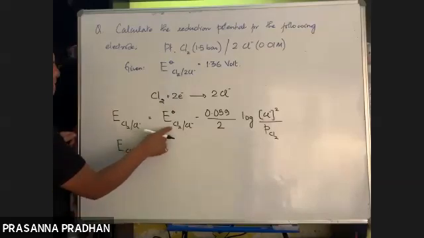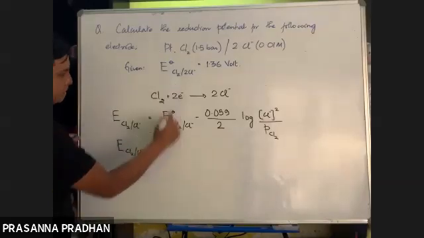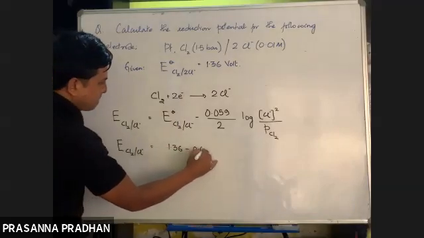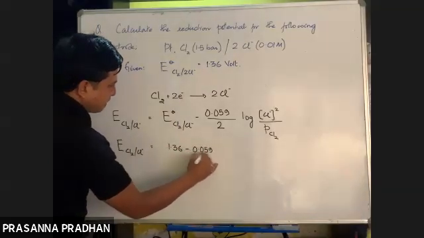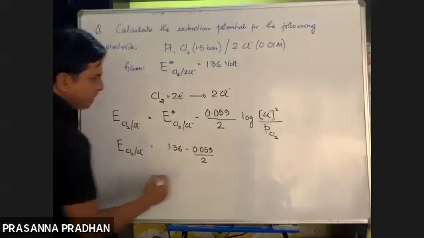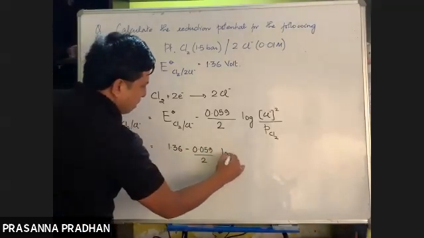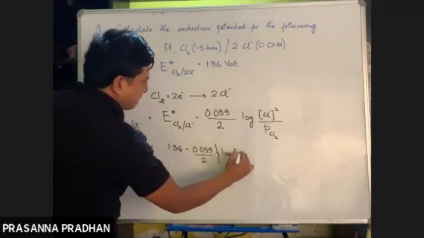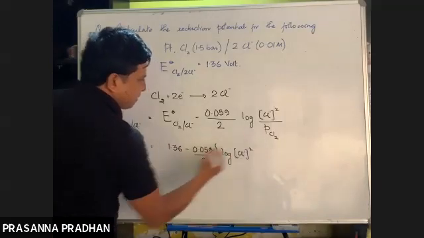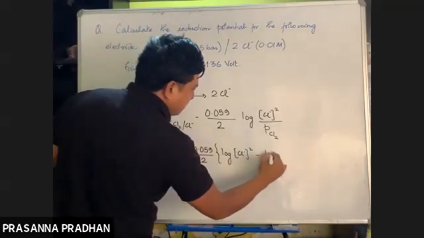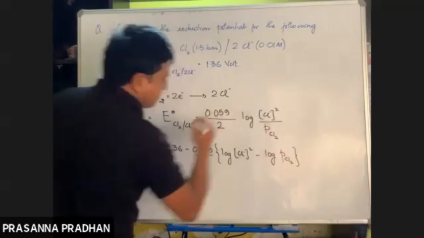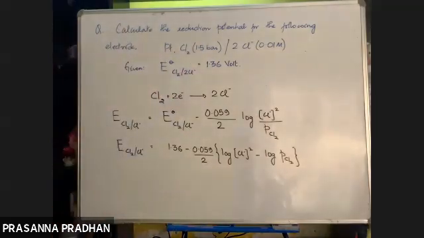So what is the value of this standard reduction potential? It's 1.36 minus 0.059 divided by 2. Fine. Log, again I'll write the same formula, log A plus log B, minus log partial pressure of chlorine. I'm going to apply this simple formula. Okay, now substitute the values.